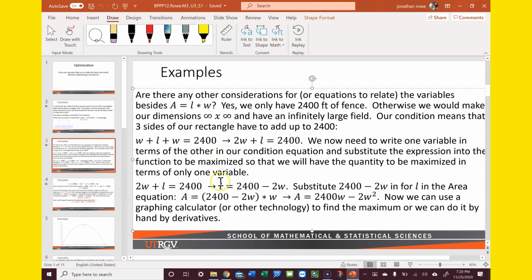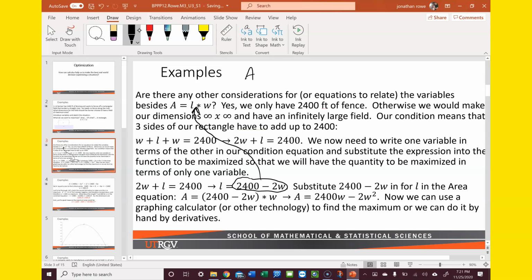All right, I think the way that I would probably do that is I would move the 2w over and say that L equals 2400 minus 2w, which is what I have written right here. So substitute 2400 minus 2w in for L in the other equation. Substitute that into the other equation in the place of L.